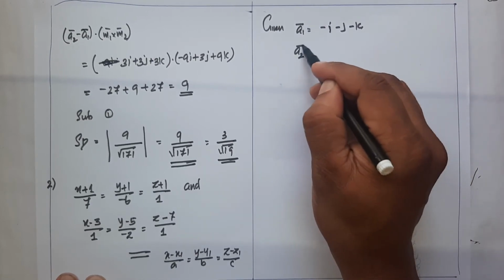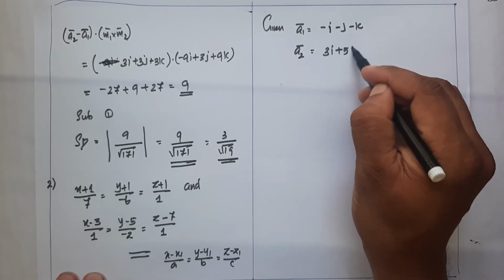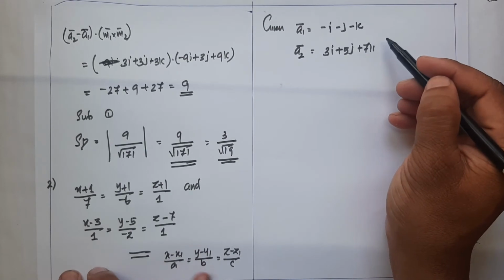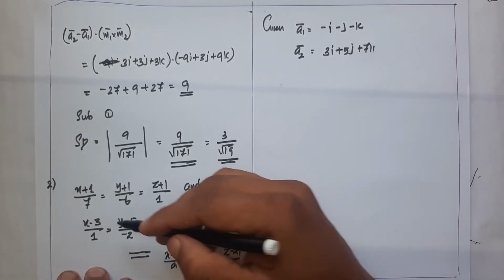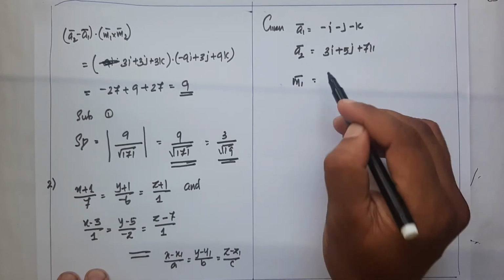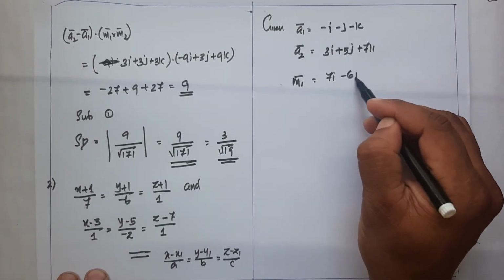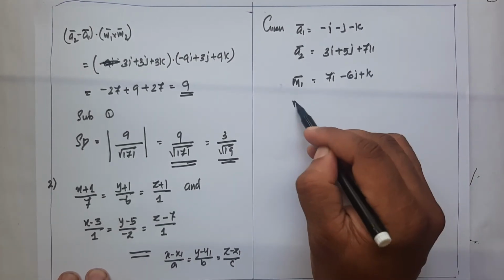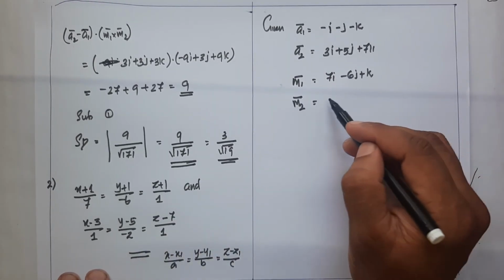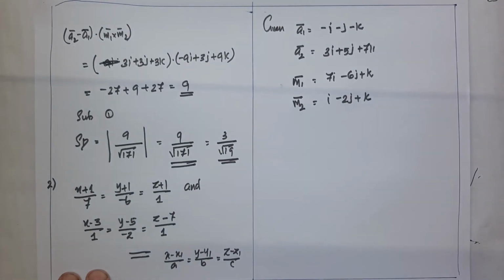Then the second line's passing point is (3, 5, 7), that is 3i + 5j + 7k, because you are comparing with (x − x1), (y − y1), (z − z1). Here x2, y2, z2 represent 3, 5, 7. Then m1, the first line's parallel vector, with direction ratios 7, −6, 1, is 7i − 6j + 1k. And m2, the second line's parallel direction ratios, are 1, −2, 1, that is 1i − 2j + 1k.